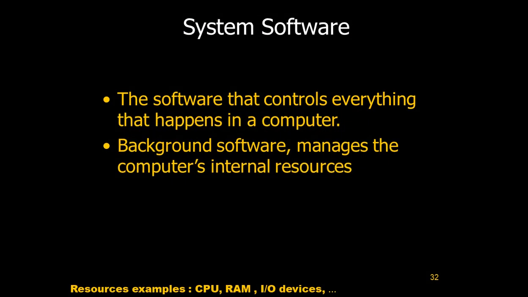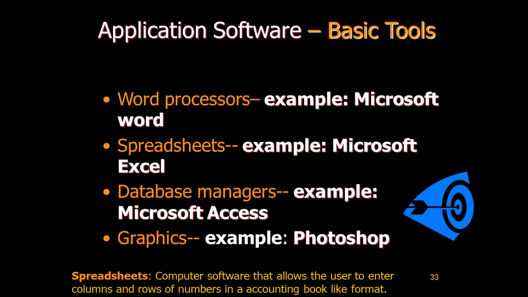System software is the software that controls everything that happens in a computer. Let it be background software. It manages the computer's internal resources, such as the CPU, the RAM, input and output devices. Application software are tailor-made programs made for a specific purpose. If I want a program that can design graphics, I'll look for Photoshop. If I want software that can simply be used to keep data, I'll look for Microsoft Access, for example.